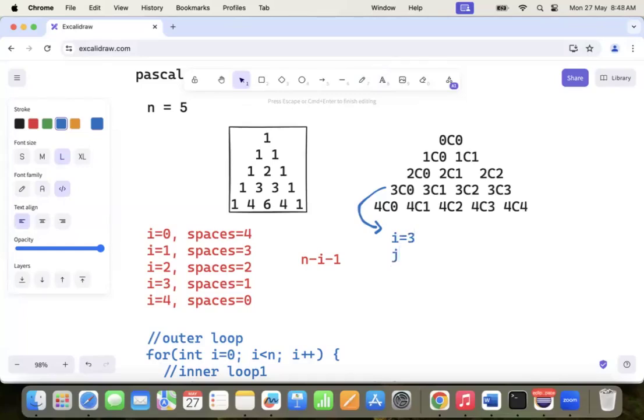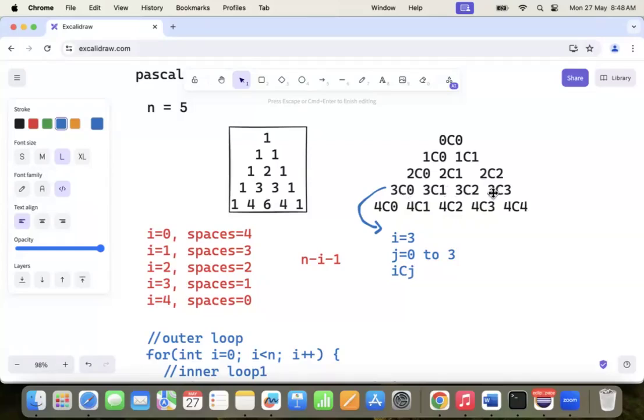j will start at 0. i will end at 3. Folks, am I clear? Very good. Could you tell me now what is the iCj? What is the value of i? 3. 3C0. Next value of j? 3C1. Next value of j? 3C2. Last value of j. 3C3. We are getting this row now.